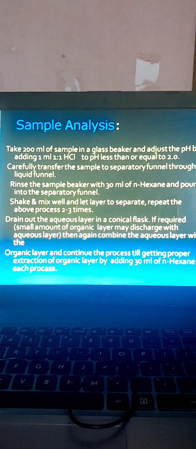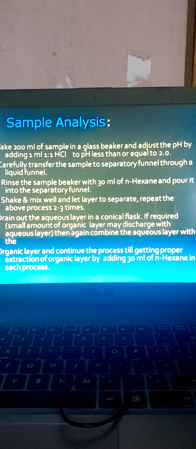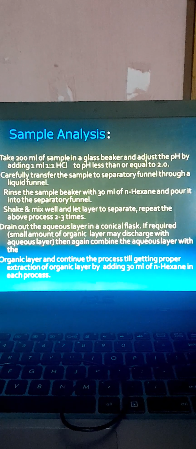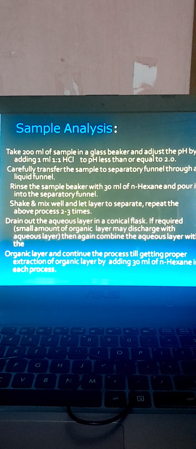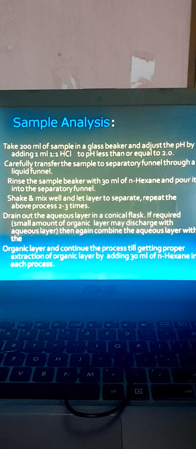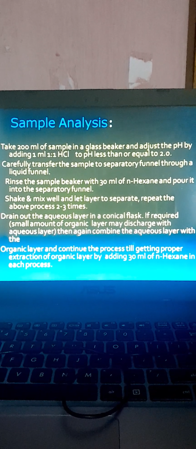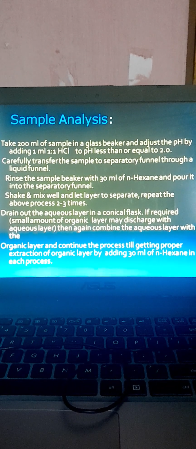Then come to the procedure for sample analysis. First take 200 ml of sample in a glass beaker and maintain its pH by adding 1:1 hydrochloric acid, and pH should be less than or equal to 2.0.